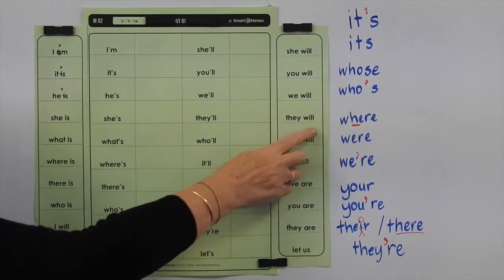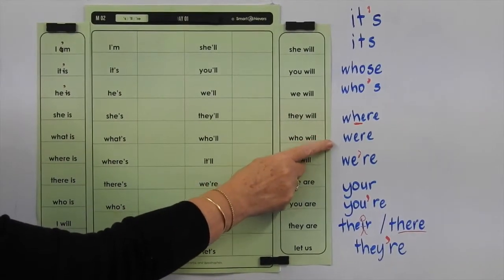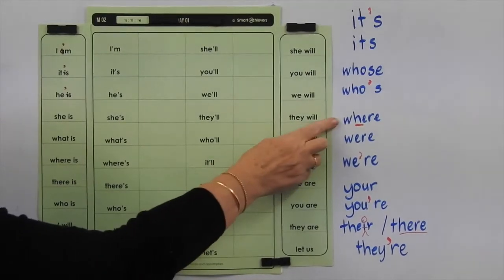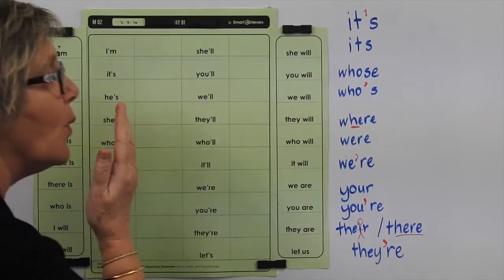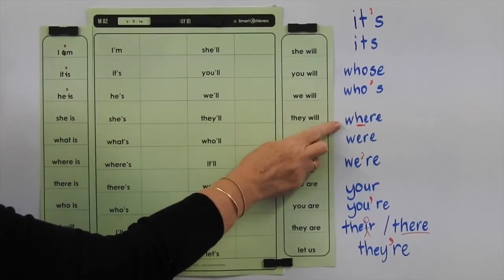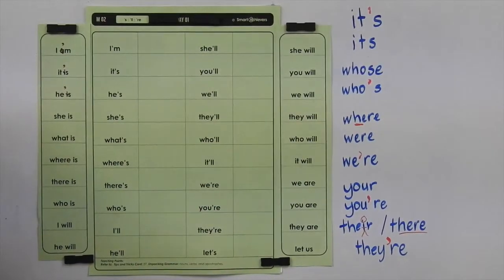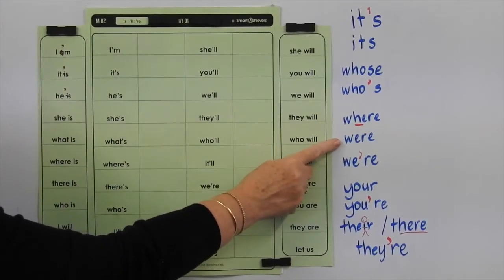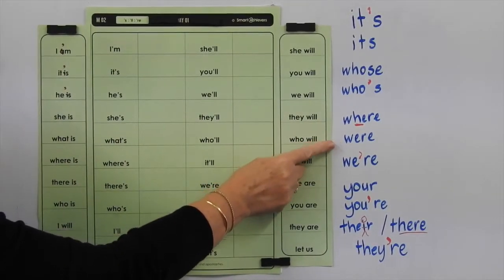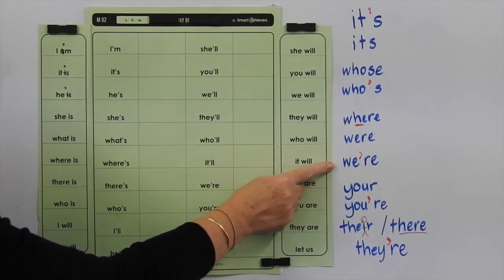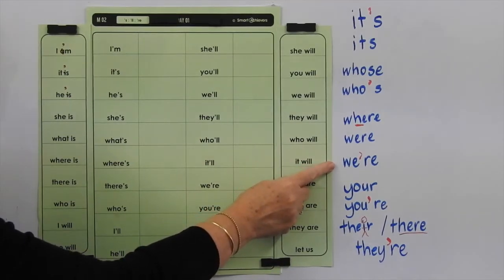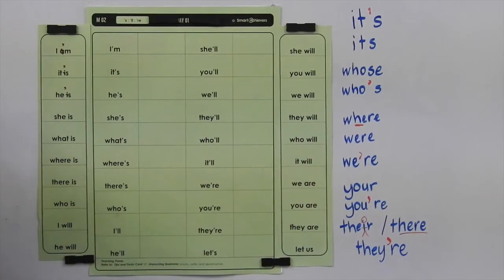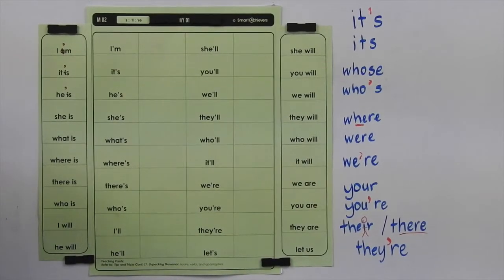Now if we go down here to where and were, you can hear the difference. When you say where, there is air after the W, so you know there is an H there. When you say were, there's no air after the W, so you know there's no H there. And this one sounds different, we're. We are going to the beach. So you put the little apostrophe in where you've joined we and are together.